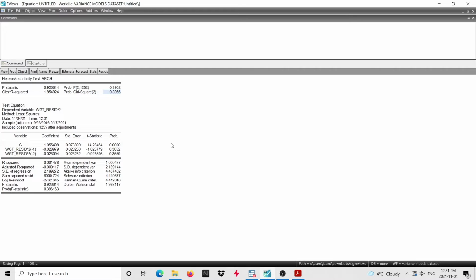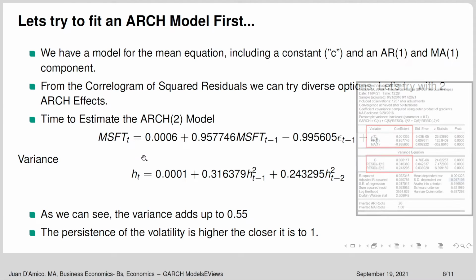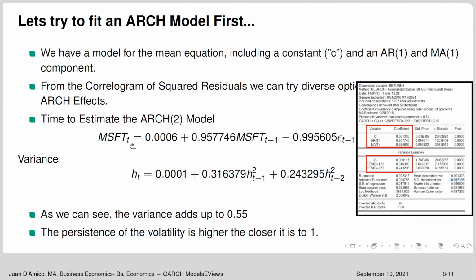But now let's try to estimate a GARCH model and see how the GARCH model does in comparison to this ARCH model. Before moving into the GARCH estimation, here I have included how you would write the equation. You would have your Microsoft mean equation, okay? And then you would have your variance equation. The variance equation includes the two values for the ARCH terms.